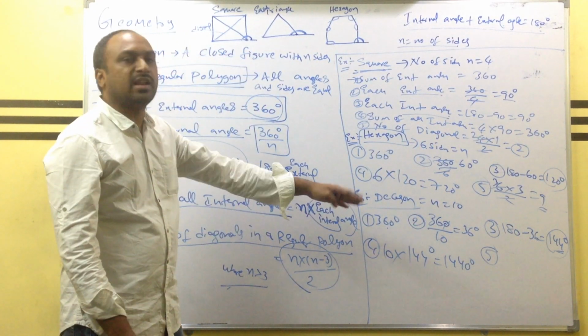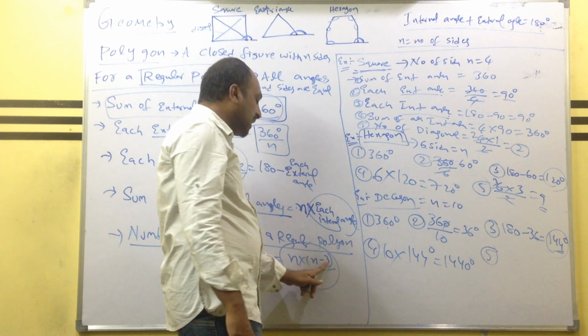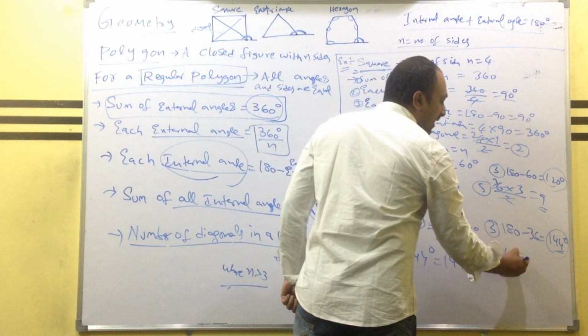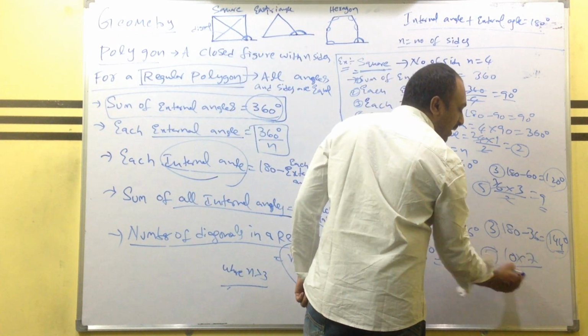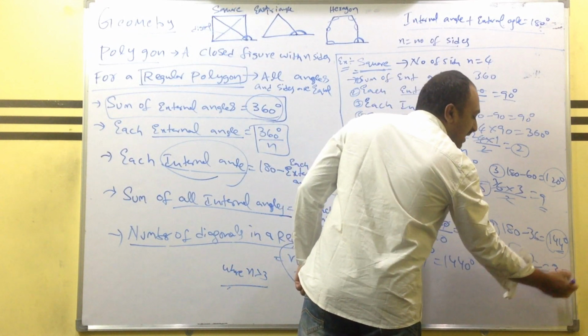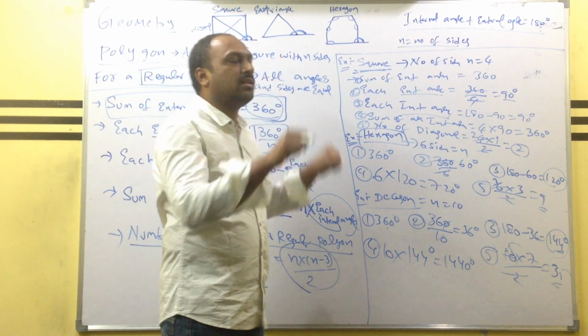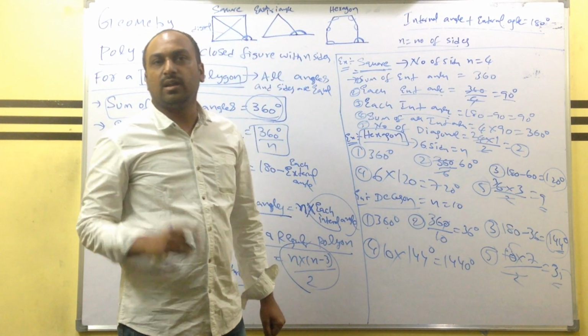Number of diagonals in a regular polygon. Here it is a decagon. The number of sides is 10. 10 into 10 minus 3 by 2. What is 10 into 10 minus 3? 7 by 2. 2 1s are 2, 5 is 5, 7 is 35. There are 35 diagonals. So you can't always try to draw a diagram and draw the diagonals and count them.